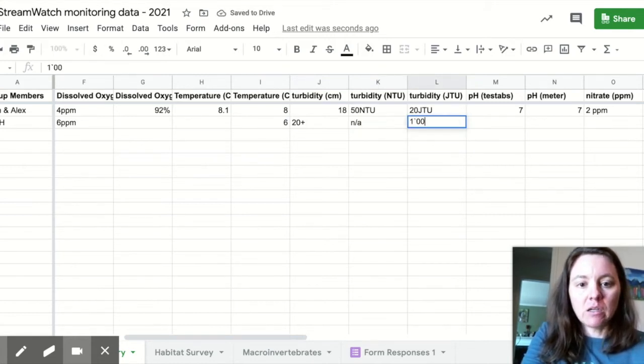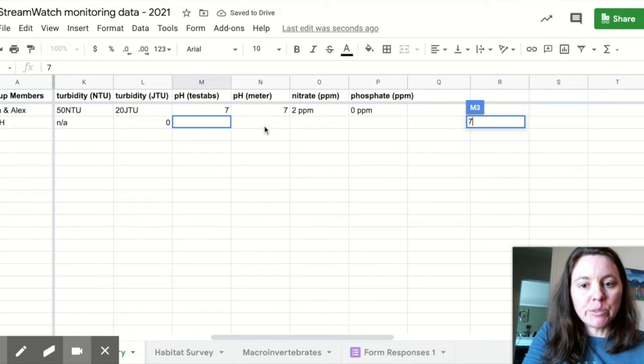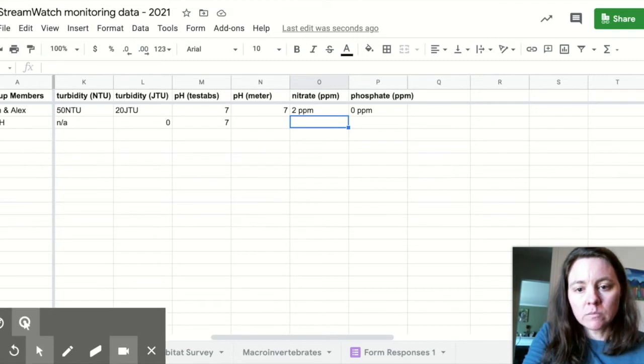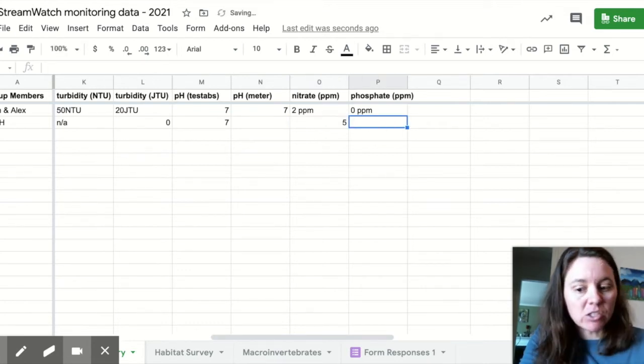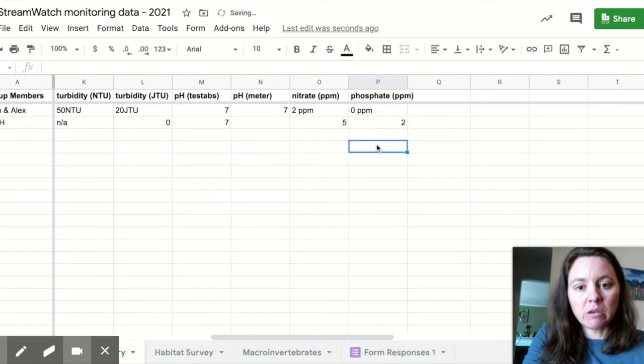And this was 0. My pH was 7. I didn't use the pH meter, so we're not going to put that there. The nitrate results looked like they matched up with the 5 parts per million spot on the chart. And the phosphate looked like it matched up with about the 2 parts per million on the chart.